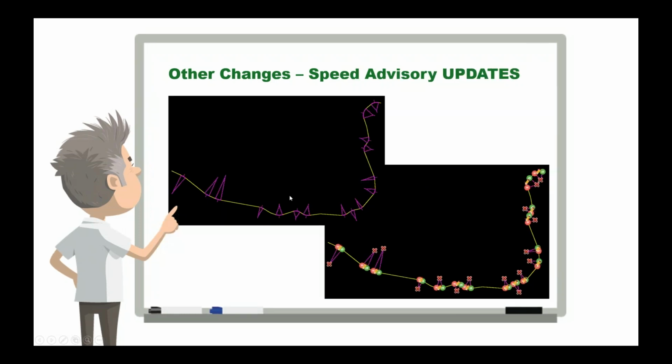And the speed advisory analysis also got some updates. It has an automatic detection of arcs and transitions, and it also can be used on rail. So those are some of the updates for this tool.